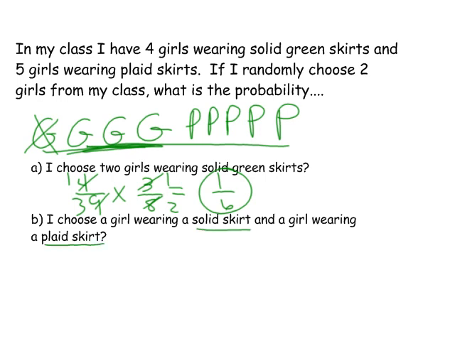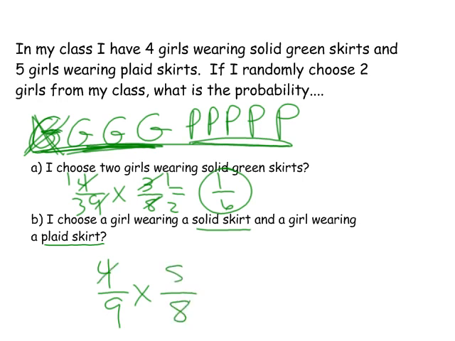The last one we have, what's the probability we choose a girl wearing a solid skirt and then a girl with a plaid skirt? So the probability that the girl was wearing a solid skirt, putting this girl back in, is 4 out of 9. Then we assume she's chosen, and the probability of drawing a girl with a plaid skirt is 5 out of the 8. Simplify. And the probability that that happens is 5/18.